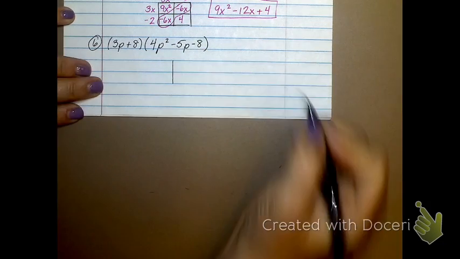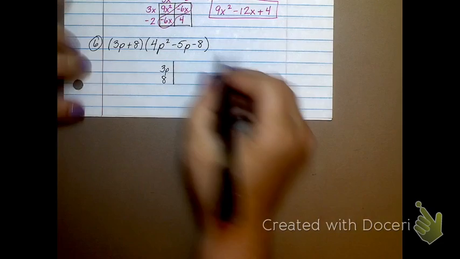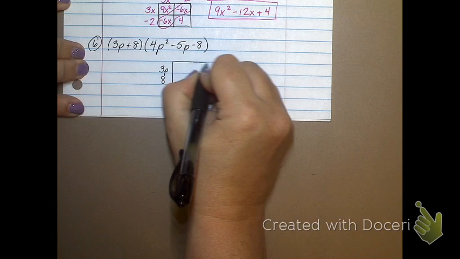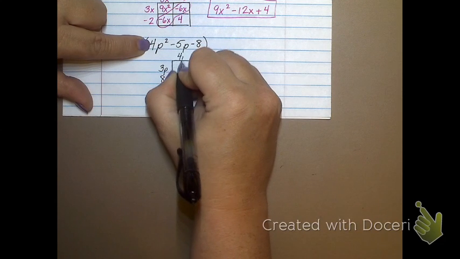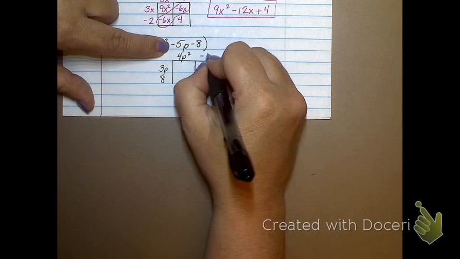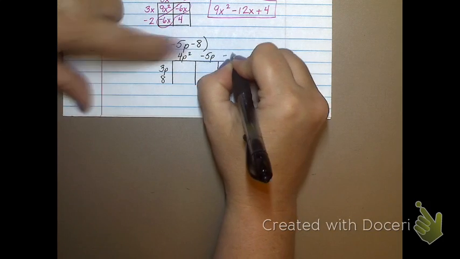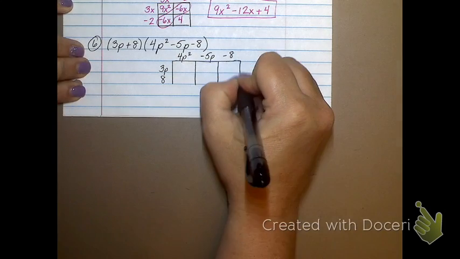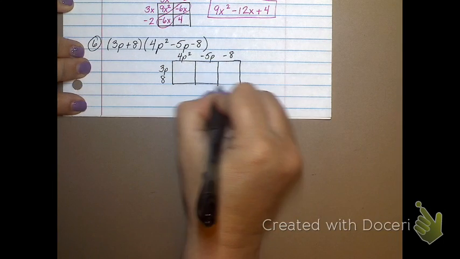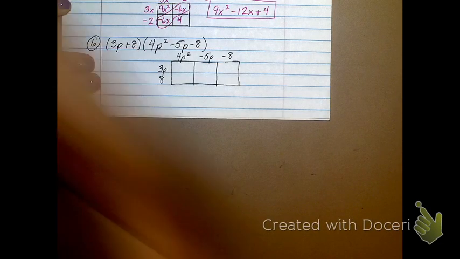So, if I set up this box method, I need room for 3p and 8. What do I need this way? 4p squared. What else? Negative 5p and negative 8. Notice I'm keeping the signs with them. So this time I have 3 columns, so my little box has grown a little bit.